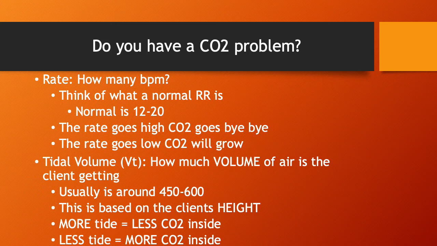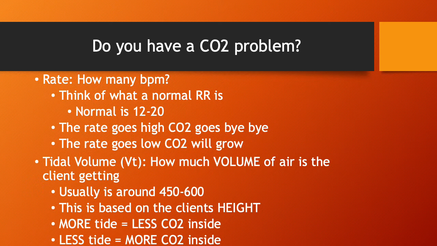That means that they, not necessarily that they will, but they could have a higher chance of having a lower CO2. So if their CO2 is really low, then I can decrease that rate. And the same goes the other way. So it says here the rate goes low, CO2 will grow. In that case, let's say that I had a really low rate. Let's say that they had the ventilator set to 10 breaths per minute or something like that. And then I'm looking and my CO2 is really high. Well, what can I do?